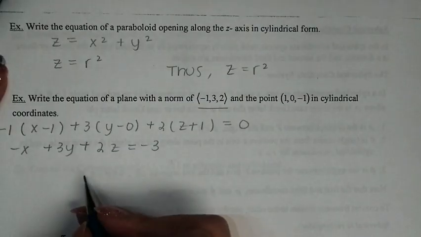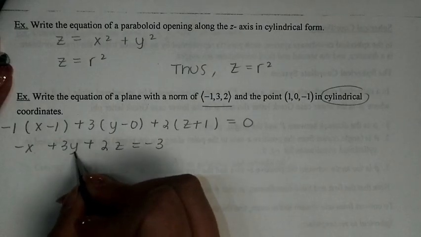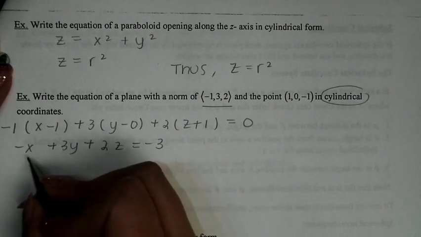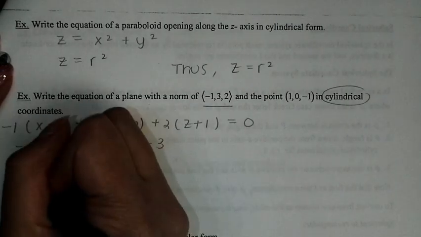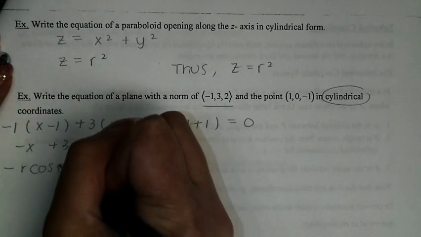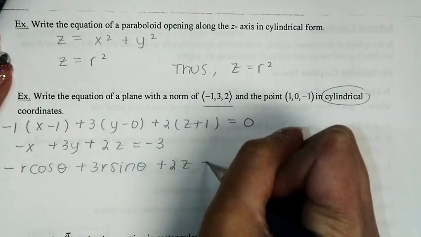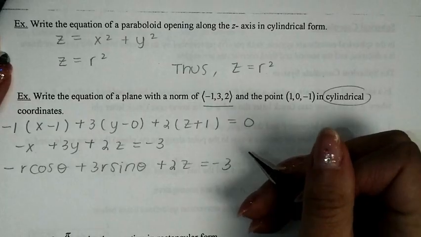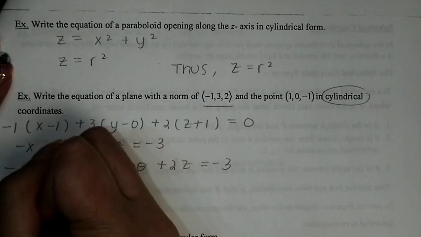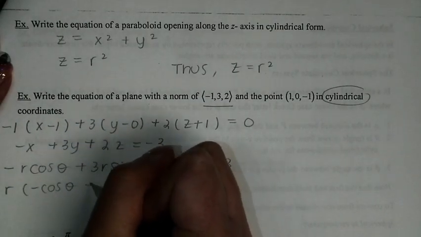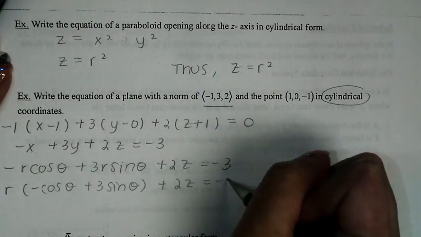Cool. Now, what are you going to do here? If we want it in cylindrical coordinates, clearly you have x's, y's, and z's. The z is fine, but the one that you need to fix is the x and the y. We know from the formulas that x is r cosine theta. So you have -r cosine theta, and then plus 3 r sine of theta, and then you have plus 2z equals -3. Now, you can take out r as a common factor, as you were doing in precalculus. So you have negative cos theta plus 3 sine theta. Then this one was not affected by the r, so leave it alone.